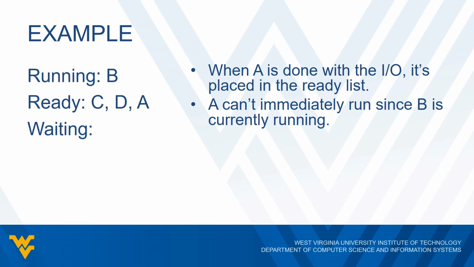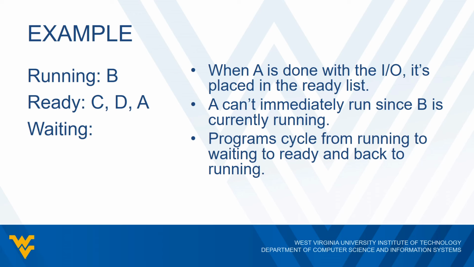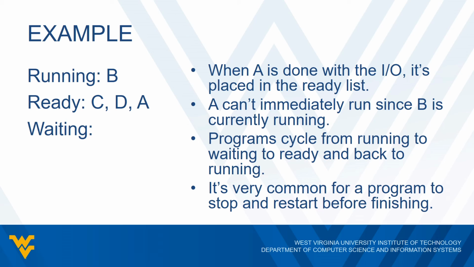And it's actually quite common that we do this. So here what we're going to have is that programs are always going to cycle from running to waiting to ready and then back to running. So B may end up getting an I/O operation, so it gets moved to the waiting list, and then the processor will pick C, D, or A and put it into the running list, and then B would finish up and move to the ready. So this is actually very common for a program to stop and restart before finishing. It's actually very rare for a program to go from start to finish without any interruptions.